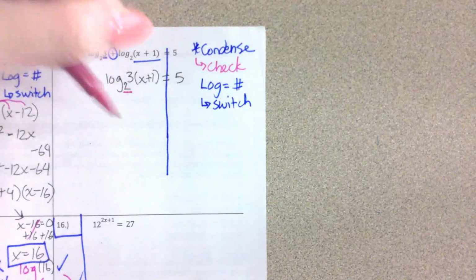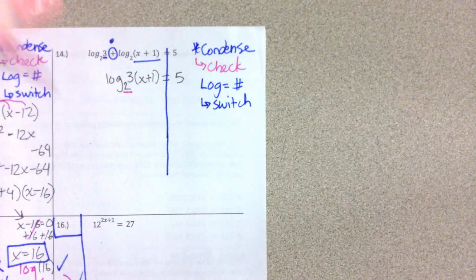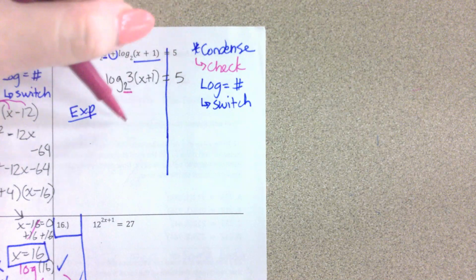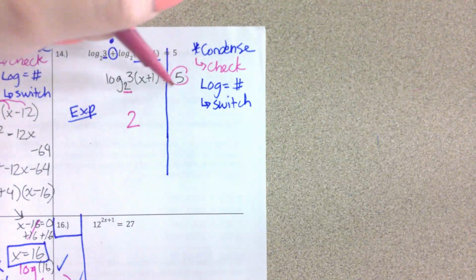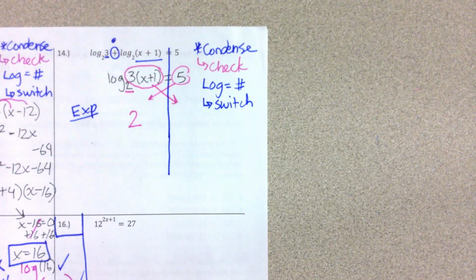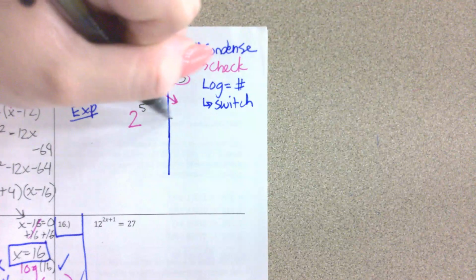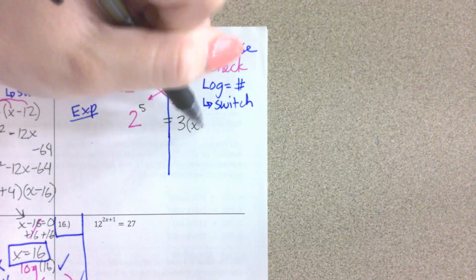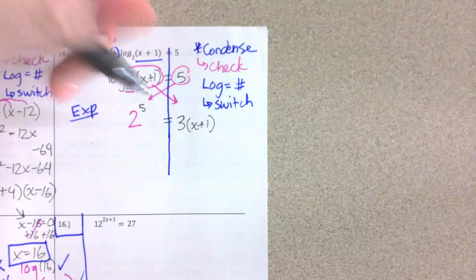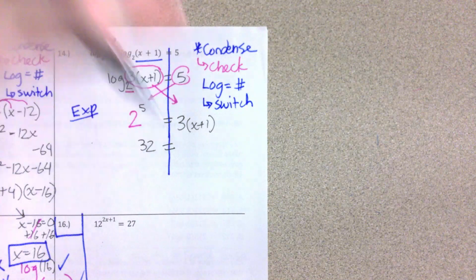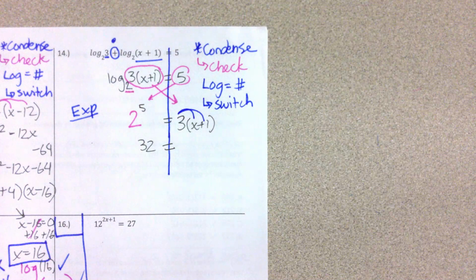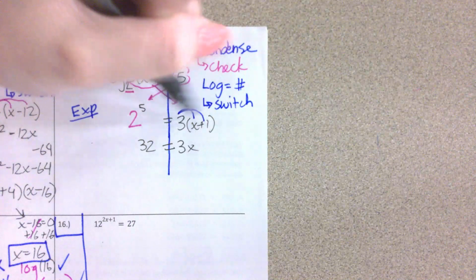My base is 2, and we're switching to the exponential form since I'm already in log form. So this is going to be a big 2. 5 will go over here. 3 times x plus 1 will go over here. So 2 to the 5th equals 3 times x plus 1. 2 to the 5th, that is 32, equals 3 times x plus 1 will distribute. 3 times x is 3x. 3 times 1 is 3.